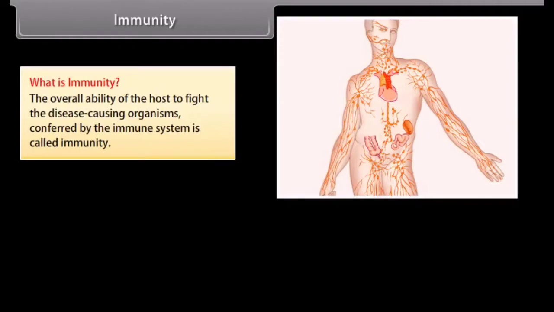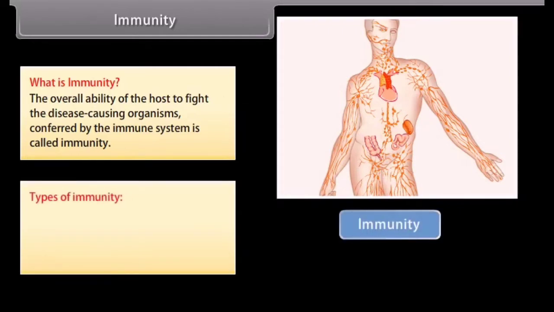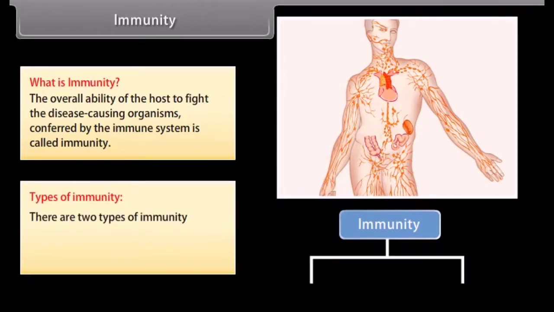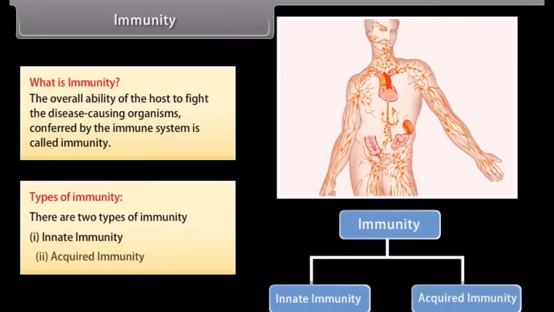Immunity. What is immunity? The overall ability of the host to fight the disease-causing organisms conferred by the immune system is called immunity. Types of immunity. There are two types of immunity: innate immunity and acquired immunity.